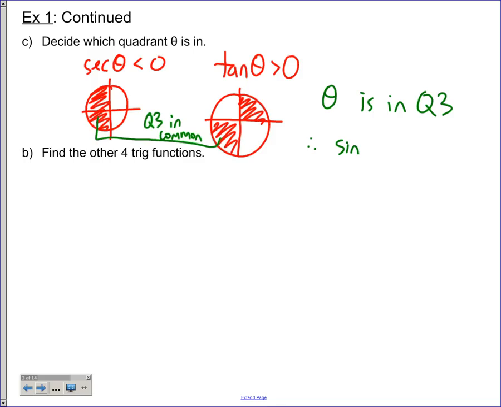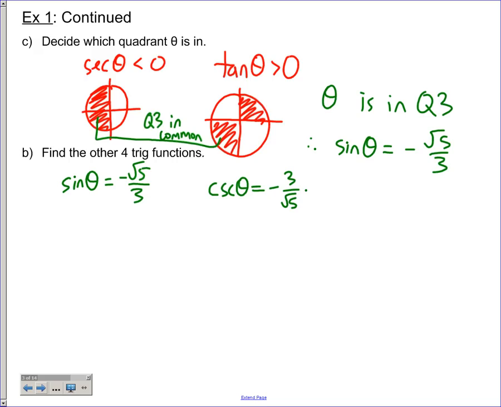Therefore, sine of theta has to be the negative value, so negative square root of 5 over 3. Okay, now find the other 4 trig functions. So we've got sine of theta. I'm just going to rewrite that here. Is negative square root of 5 over 3. Now we'll get cosecant of theta, which is the reciprocal, so -3 over root 5. We'll rationalize this value, and we get -3 root 5 over 5.